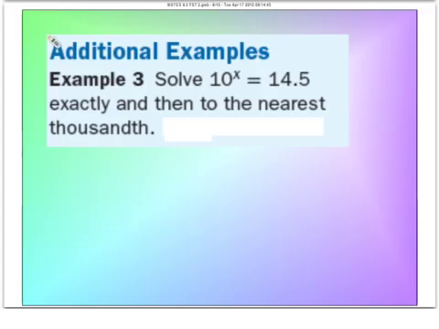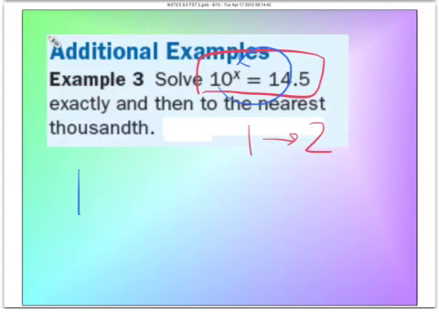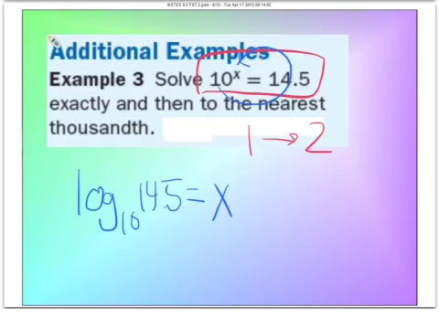If you'd like to see another example, here's a great one. 10 to what power is 14.5? 10 to the first power is 10. 10 to the second power is 100. So we know the answer has to be in between 1 and 2 somehow. I'd have to sit and guess, but I'm not going to sit and guess with a calculator. I'm going to rewrite it as log base 10 of 14.5 equals x. Hit the calculator on that. We're going to get x is approximately 1.161.